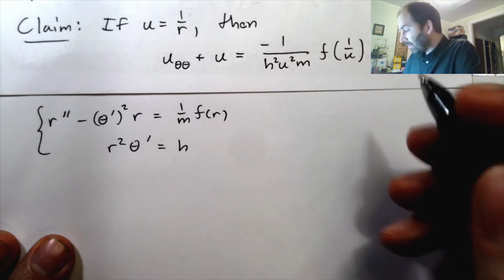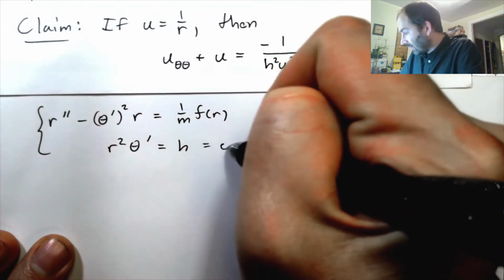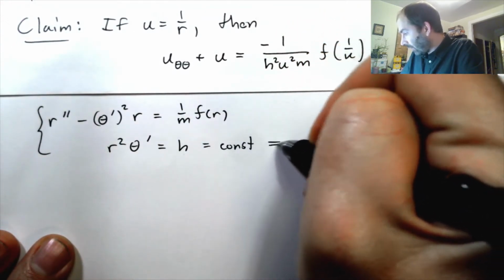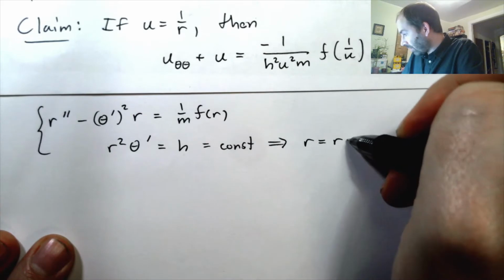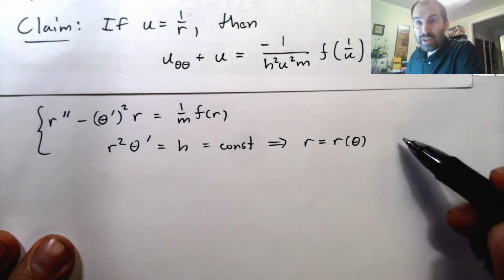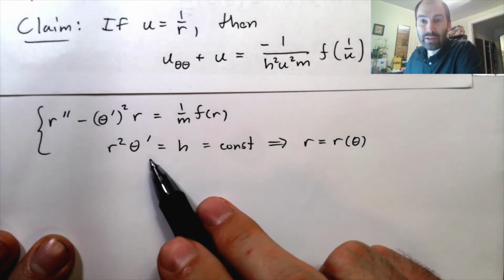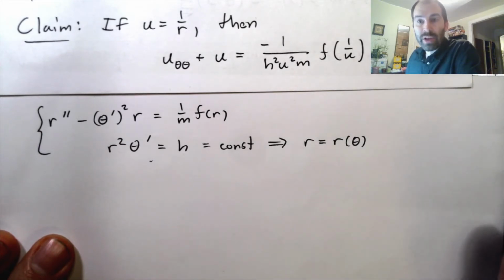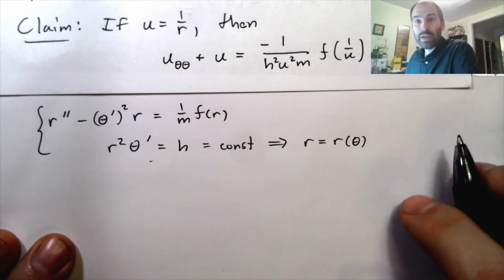So since this is a constant, I just want to point out that this implies that r can be viewed as a function of theta. It's not like r can change without theta changing. Theta is always changing. That's what this is saying, right? So r is a function of theta.